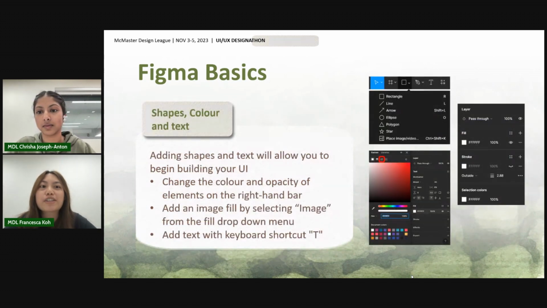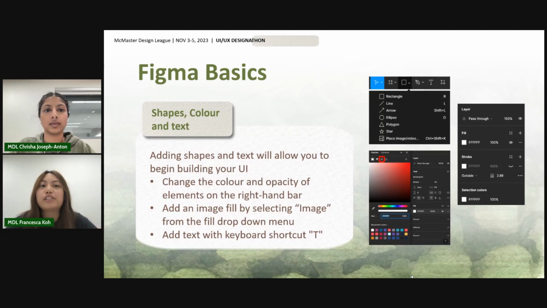So in order to have your designs come to life and be one step closer to being user-friendly, we need to add shapes and text. These elements are what allow you to start building the basic parts of the UI. To add shapes, you're going to have to click the rectangle tool icon on the top left corner. And from that drop-down menu, you can pick whatever shape or line you want and then even add images.